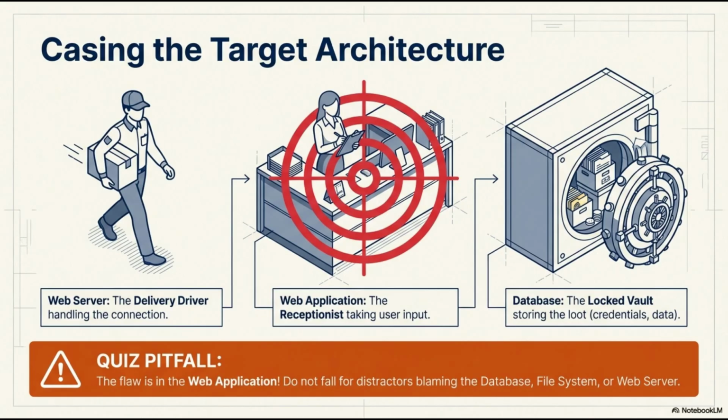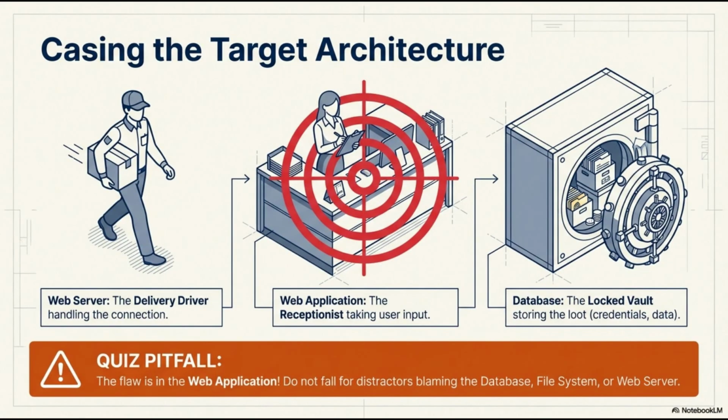The sources provide a really clear three-part analogy for the infrastructure here. Yeah, let's break that down. First, you have the web server. Think of the web server as the delivery driver. They handle the TCP/IP connections, moving the HTTP requests and responses back and forth across the internet. Second, you have the web application. This is the receptionist. The application layer takes the user input, interprets what is being asked, and formulates the query. And finally, you have the database itself. This is the locked vault storing the actual loot.